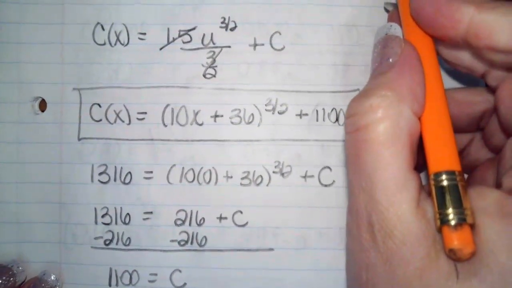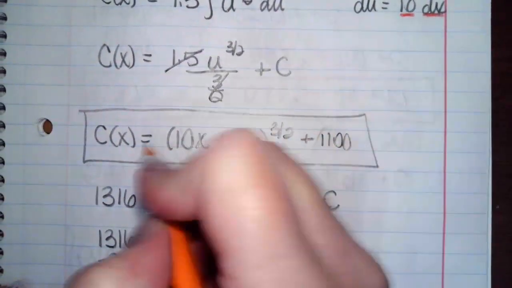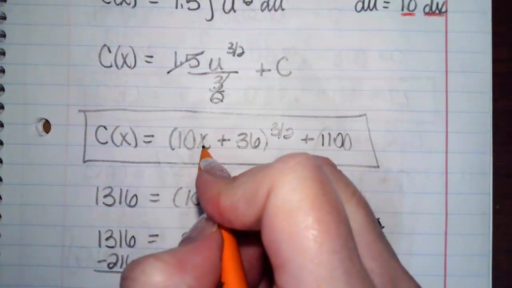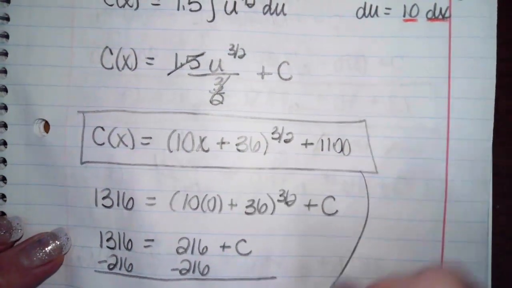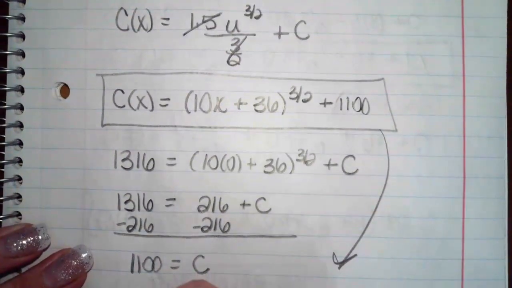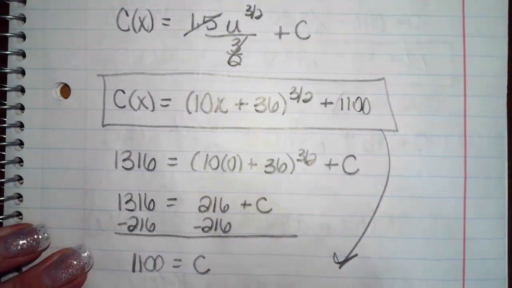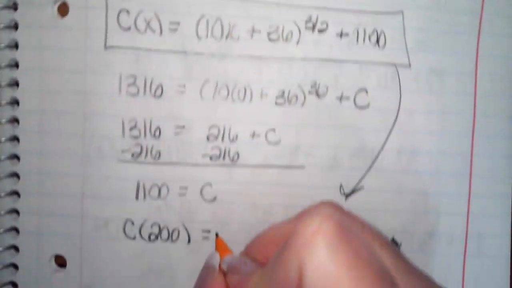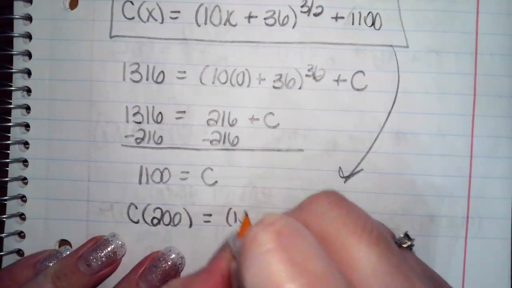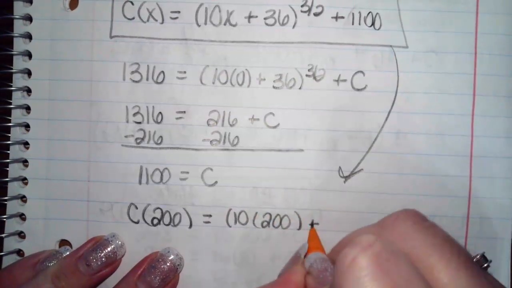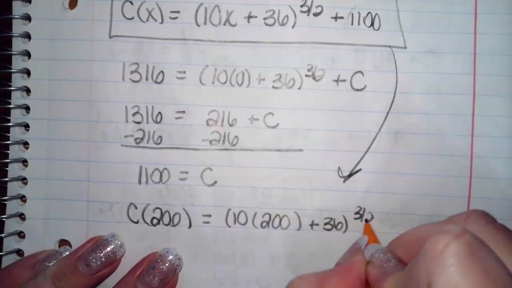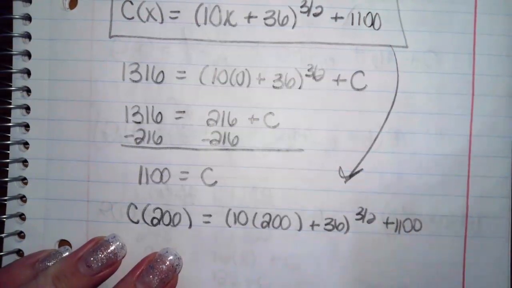And then finally, we have P of D. Oh, wait a minute. Back up the truck. We forgot about the 200 ovens. So take this and plop in 200 ovens, and we'll find out what the cost is. So we have C of x, or C of 200, equals 10 times 200 plus 36 to the 3/2 power plus 1100.